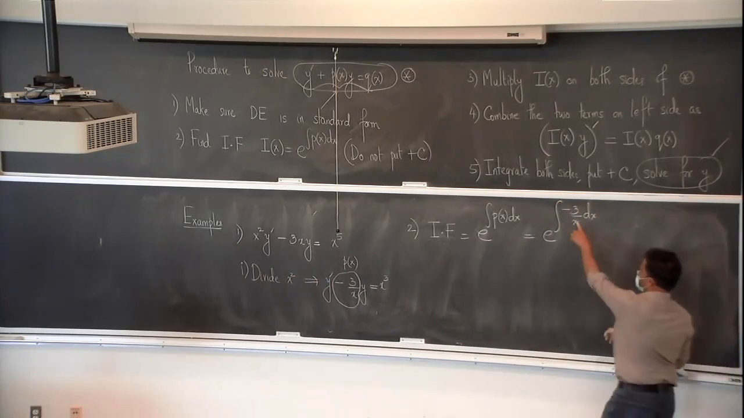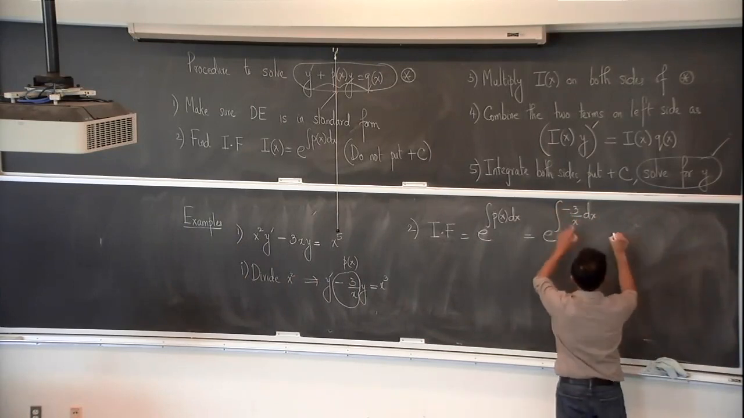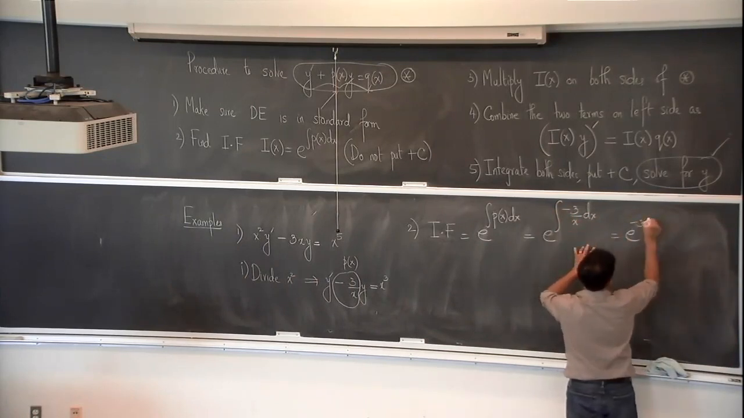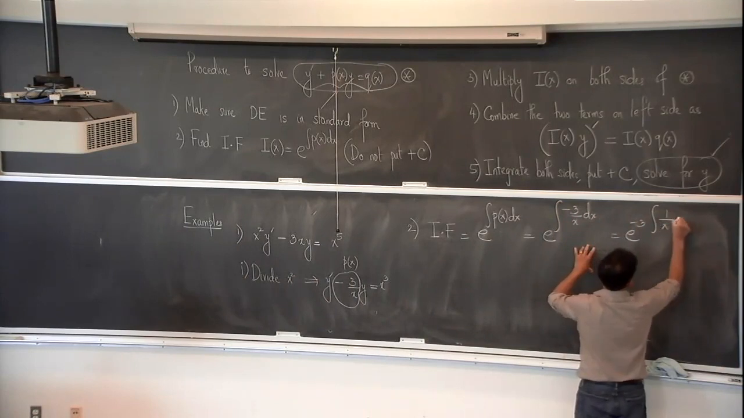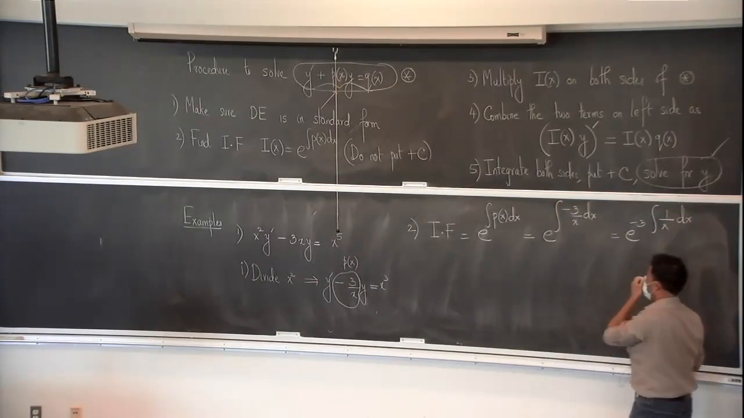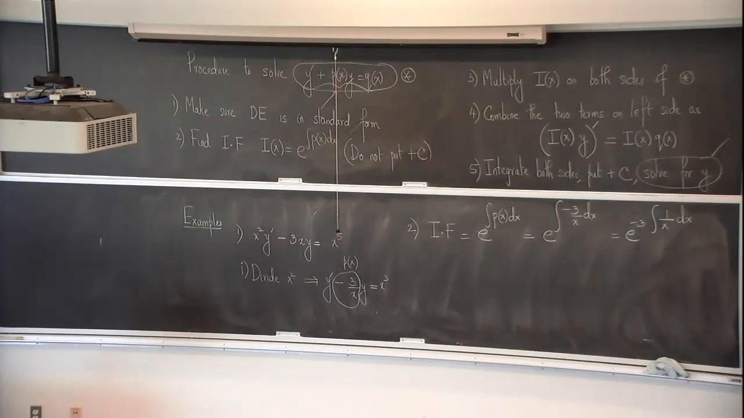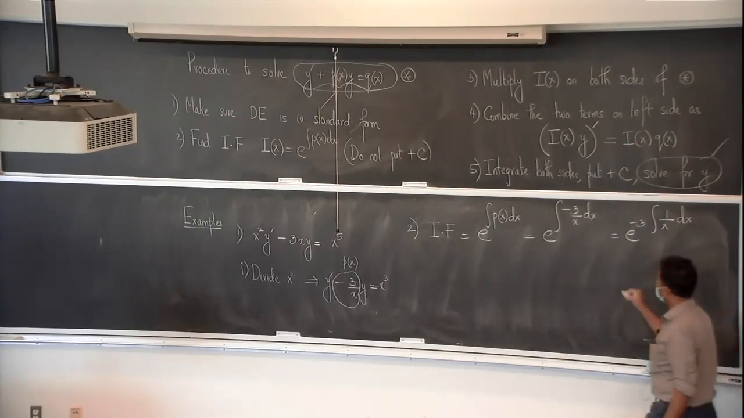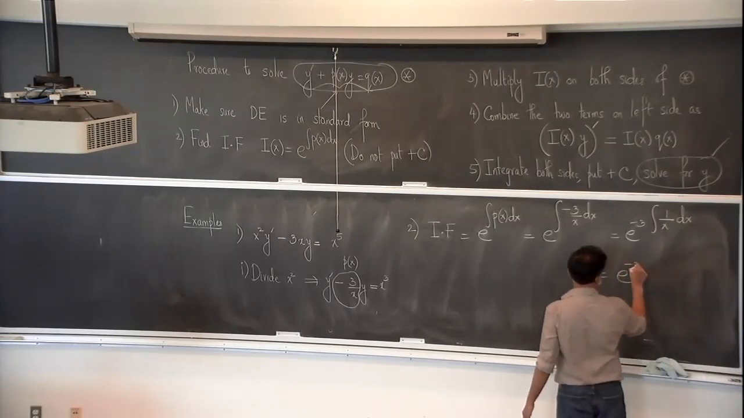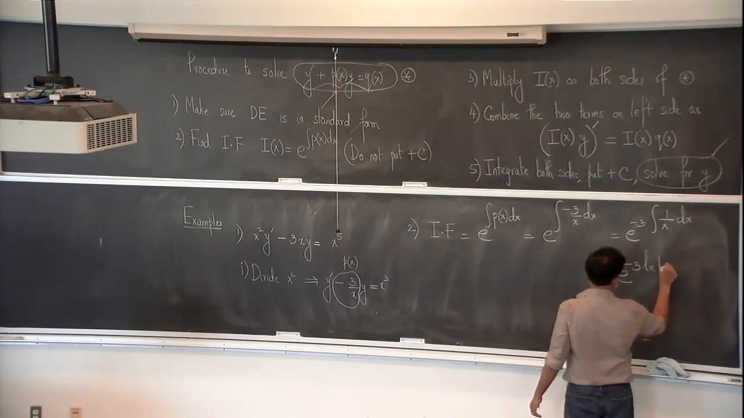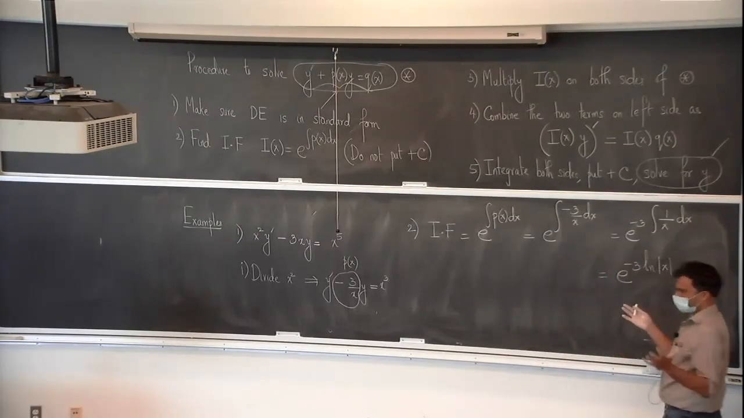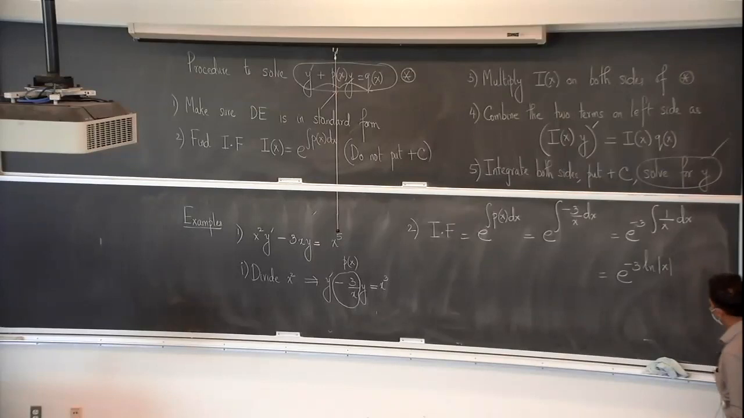You can factor this negative 3 outside or pull it outside. It's going to be e to the power of negative 3 integral of 1 over x dx. And that's going to be e to the power of negative 3 ln x. If you're not sure about what the value of x could be, you can put an absolute value there. We need to simplify this thing. This is not a very nice looking term.